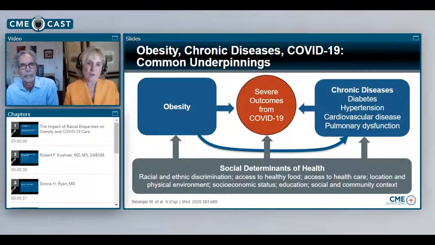Mm-hmm. So if we're really going to get this under control, we can't just look at the disease itself. We must address these social and societal issues that determine risk for these chronic diseases and for adverse outcomes of COVID-19. So, Bob, this is a moral issue, I believe. It's not a political issue, it's a moral issue.